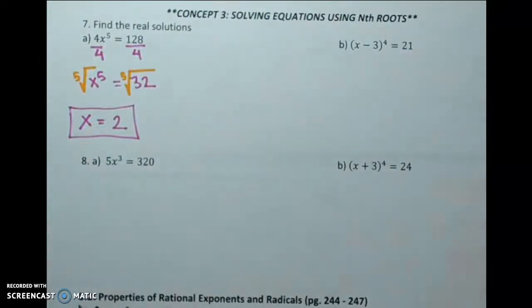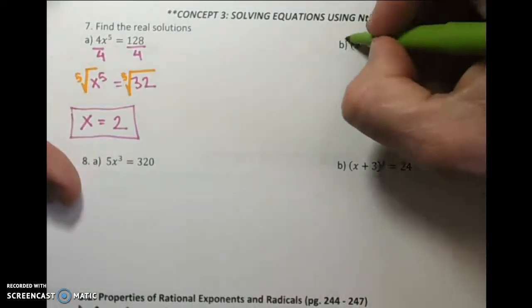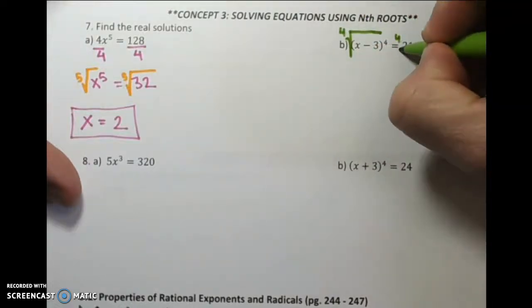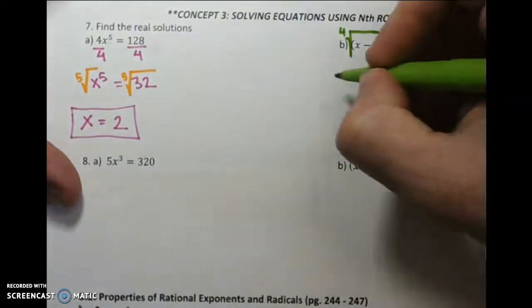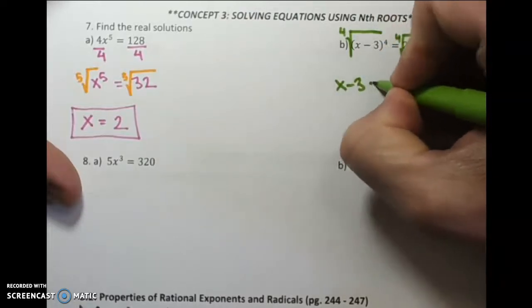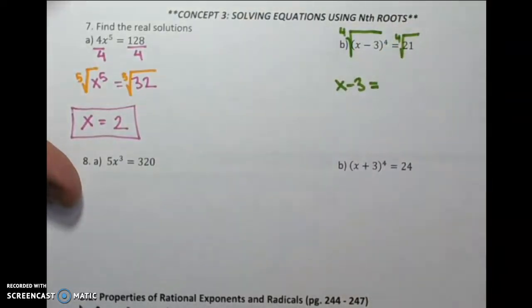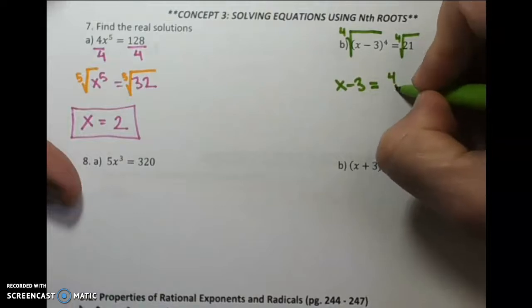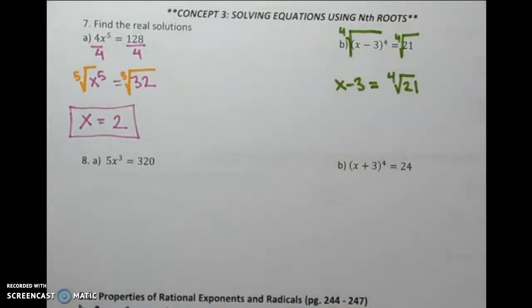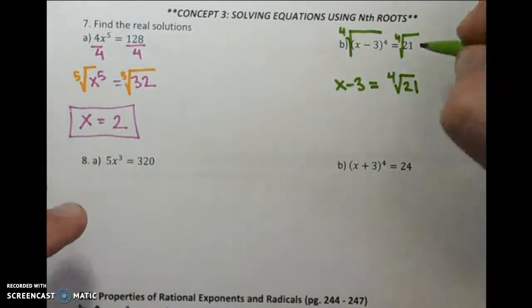B is pretty similar, except this time I have that binomial, right? The quantity of x minus 3 to the 4th power equals 21. But same concepts, right? You're going to get rid of that exponent by taking the 4th root to both sides of the equation, like right there. And then you are left with x minus 3 on the left-hand side. On the right-hand side, you get the 4th root of 21. And you are going to get a positive and negative because I have that 4th root.